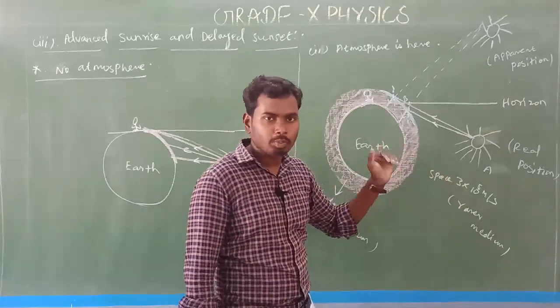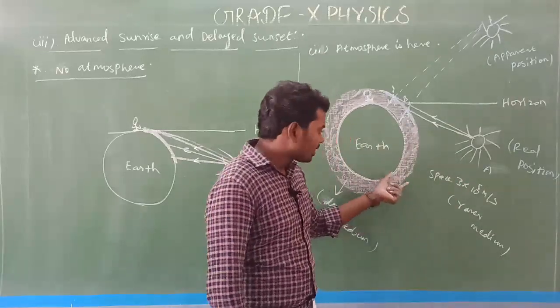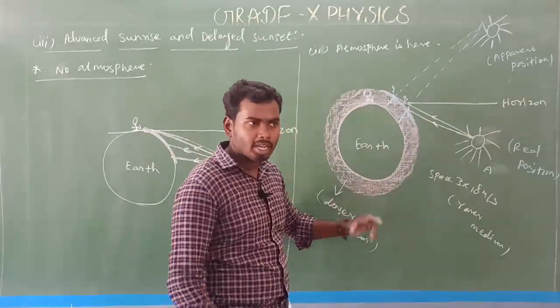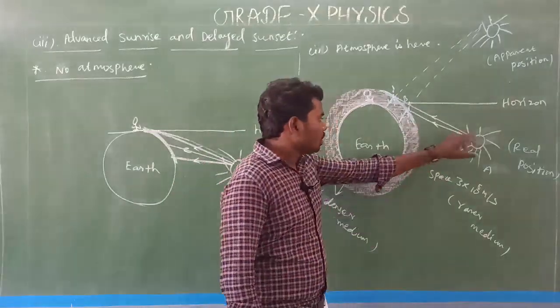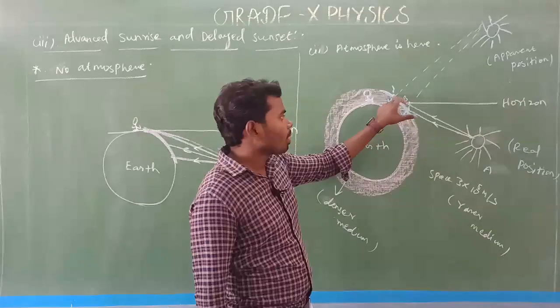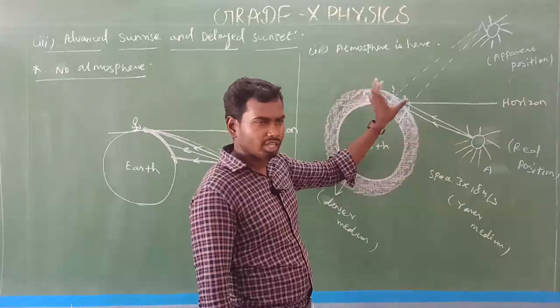What is the speed of light in space? That is 3 × 10^8 meters per second. Here, space acts as an optically rarer medium. The Earth's atmosphere acts as an optically denser medium because particles are there. In space, nothing is there. Just 2 rays fall over the Earth's surface here.